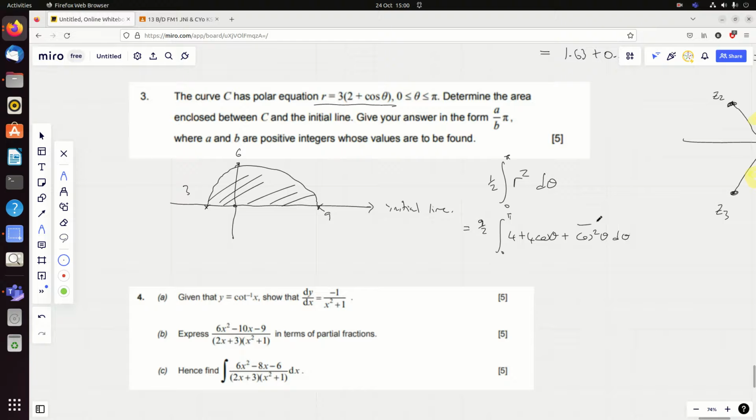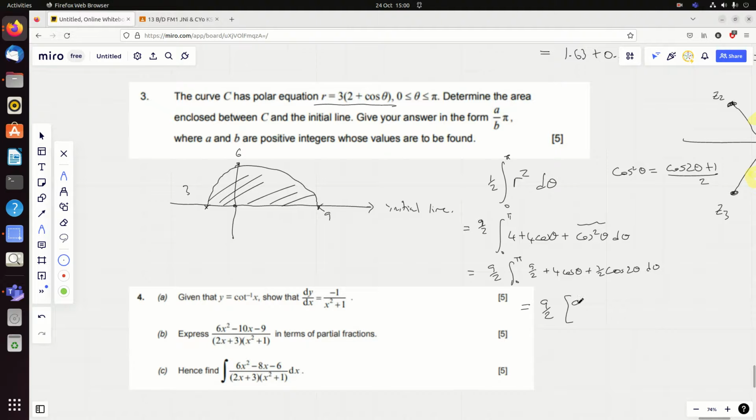Naturally, the difficult bit of this to integrate is the cos squared theta, and cos squared theta is exactly the same as cos 2 theta plus 1 over 2. And that's a standard double angle formula we use for these kinds of questions. And so we're going to integrate between pi and 0, 4 plus a half, well, let's call that 9 over 2 straight away, plus 4 cos theta, plus a half cos 2 theta, d theta.